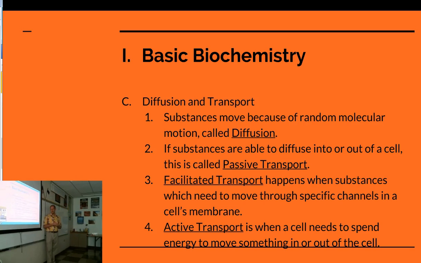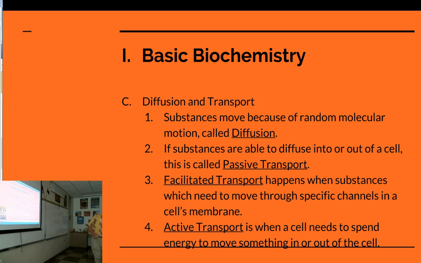Active transport is when the cell needs to spend energy to actually pump something in or out of the cell. And in the course of biology, we will learn lots of other examples of active transport. But for right now, just know that it's when the cell has to pump something in or out of the cell, and it takes energy from the cell to get that done.